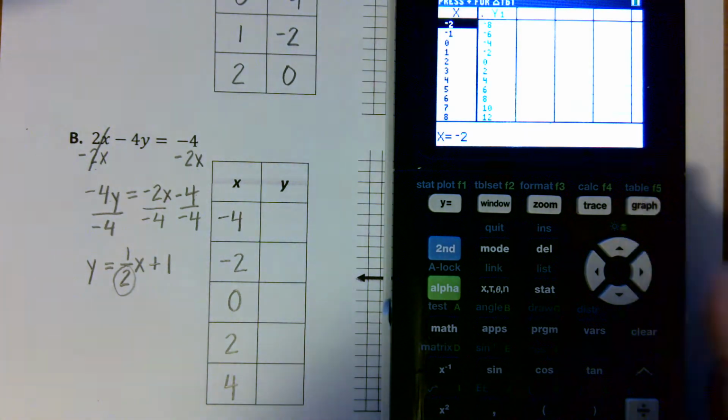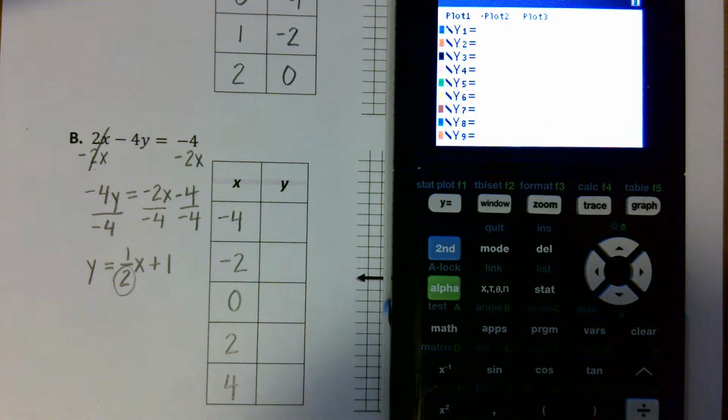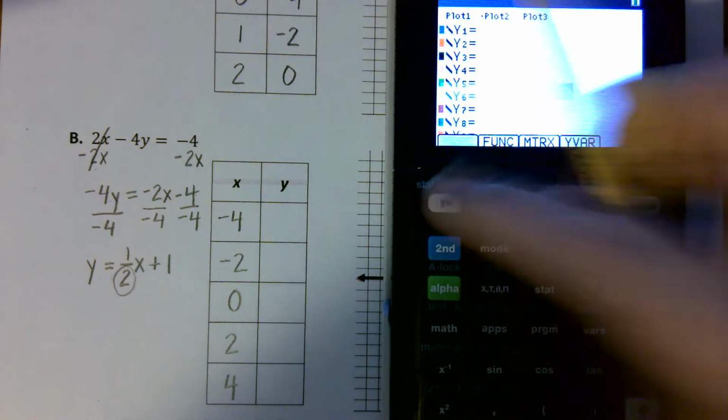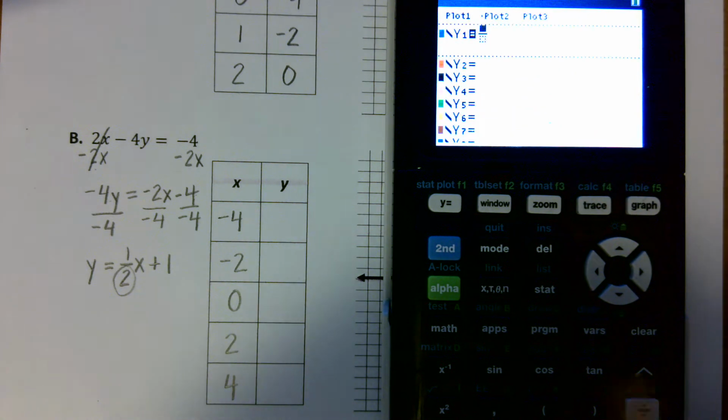You can also go to your calculator. Okay, I'm going to go back to y equals. I'll get rid of this by pressing the clear button. I need to put in 1/2 x plus 1. So we're going to press alpha y equals. To get our fraction, we want numerator over denominator. That's a 1. I go down to the 2. I move to the right. We have x plus 1.